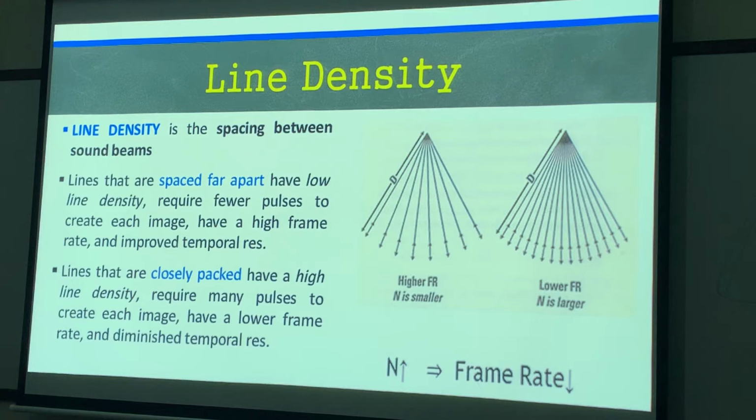Because they say line density is the spacing between two sound beams, right? It's not a number. It's not like a measurement. I'm not measuring the distance between them. It's not like, oh, that's 2 centimeters. It's just saying that the space in between each of these is going to be the line density. So there's less space between these scan lines, meaning I'm going to have a higher line density compared to this space right here. I see. I have more space here, but I have a lower line density. Got it. Okay.